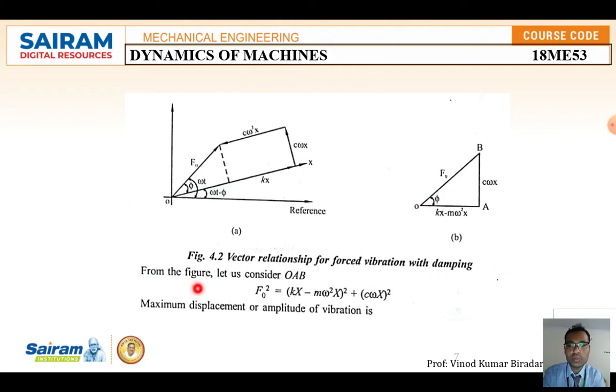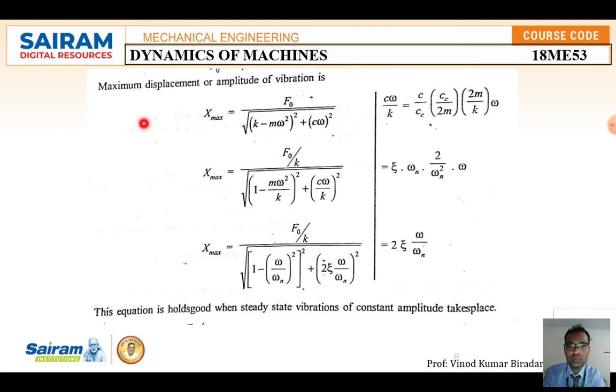So the maximum displacement, or the maximum amplitude of the vibration, is going to be taken from this equation. We already derived this equation: X maximum amplitude is equal to F0 divided by the square root of (k minus m omega square) whole square plus (c omega) whole square. But again we have to simplify this equation. If you divide by k, we get F0 by k times the square root of (1 minus m omega square by k) whole square plus (c omega by k) whole square.